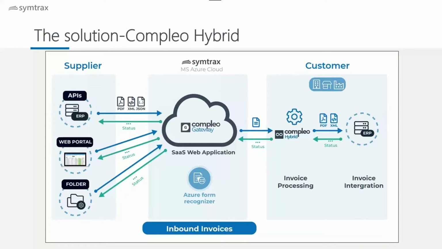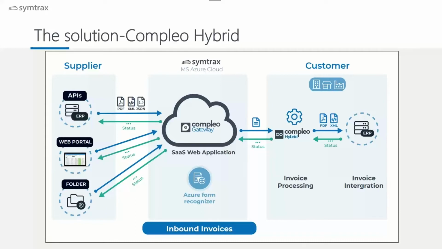Now, moving on to the next stage, that is CombiHybrid Gateway. Here, the supplier will be able to view the real-time status of the documents they have sent. Not only that, if the supplier is using a machine-readable invoice format, the supplier will be able to view the human-readable format through CombiHybrid Gateway.